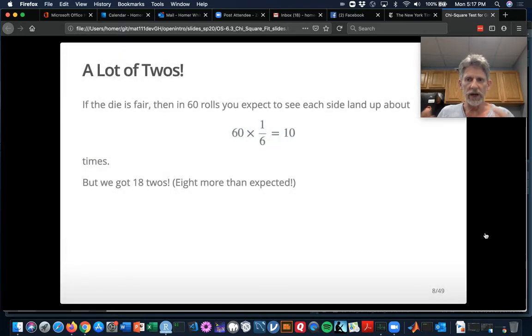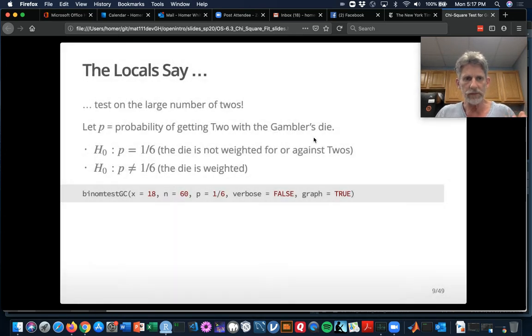Because if the die is really fair, then each side would have a 1 in 6 chance of showing up. And so when you try 60 rolls, you would expect 60 times 1/6, 1/6 of the 60 rolls, to show up with 2 spot. That's 10. So you're expecting 10 2s, give or take some for the chance error in the dice rolling process. But you got 18. That's a lot more than you expected. And the locals see this too. Their eyes are drawn to the 18.